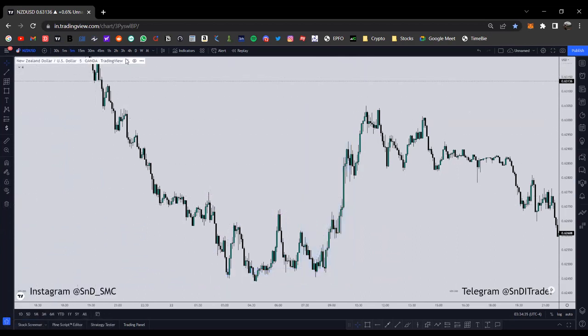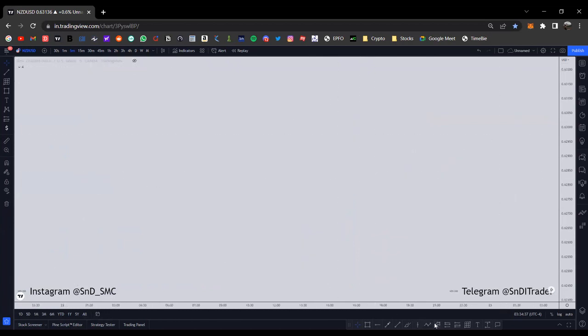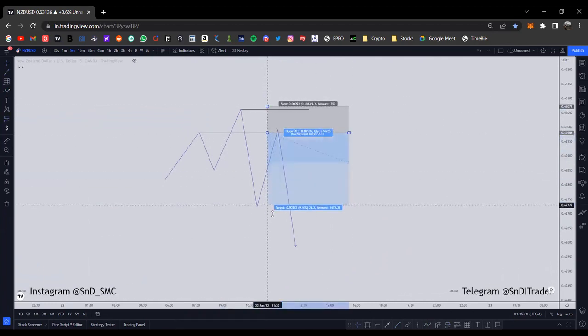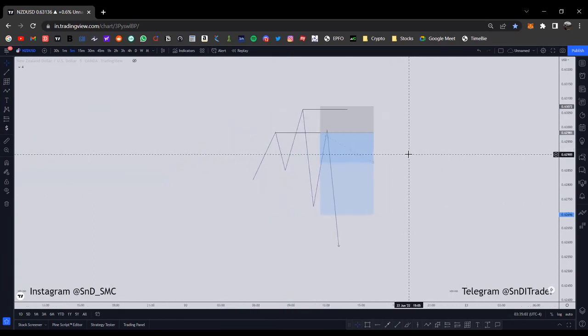I will explain the same thing here: formation of higher high, higher low, higher high, and lower low, and entry around this previous higher high, and the stop loss just above here. So you will look to enter here and stop loss just above this one. That is how you consider the liquidity combining the QML pattern. So that's for this video.